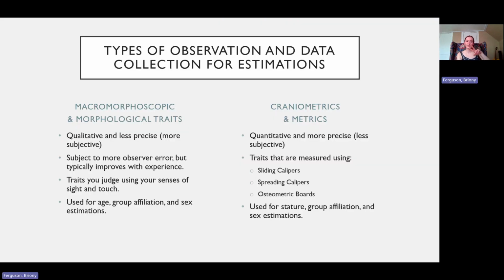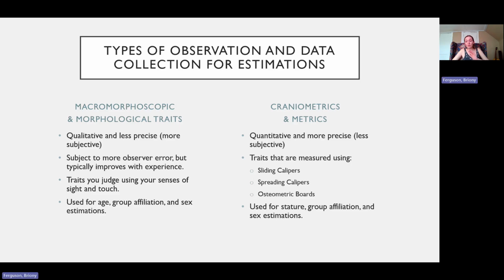So there are two main types of observation and data collection to be able to do forensic estimation. The first is morphological traits. These are qualitative, they're a little bit less precise, and they're a little bit more subjective because it's very based on who is looking at the remains. This means that it is subject to more observer error. However, this improves with experience. And generally speaking, this improves with experience to the point that it is actually more accurate than metric analysis.